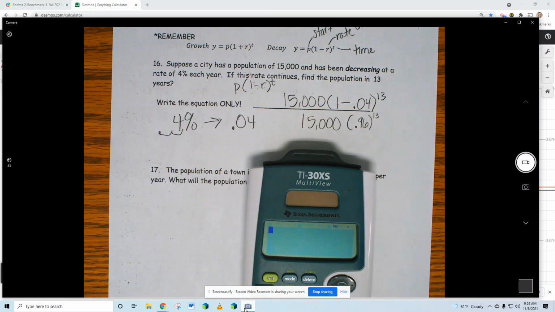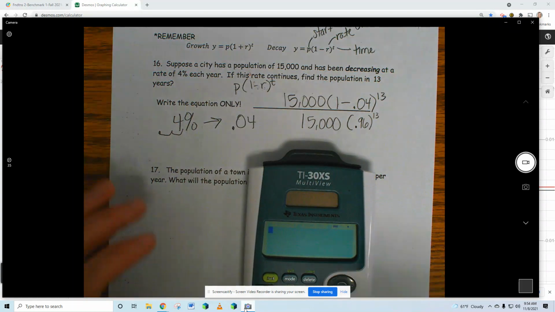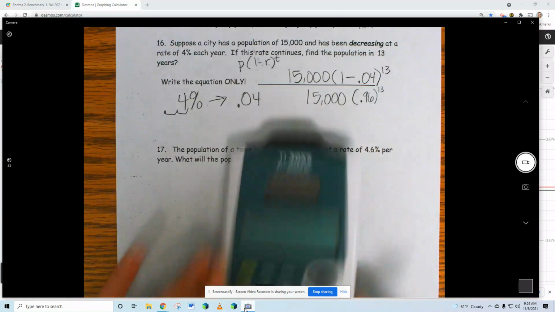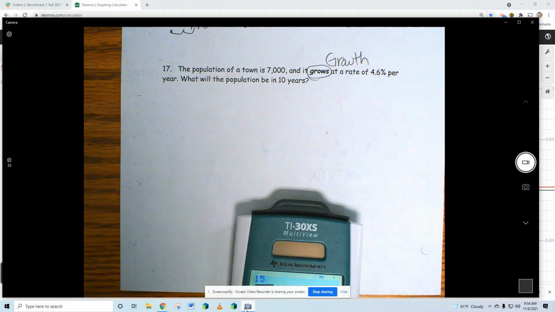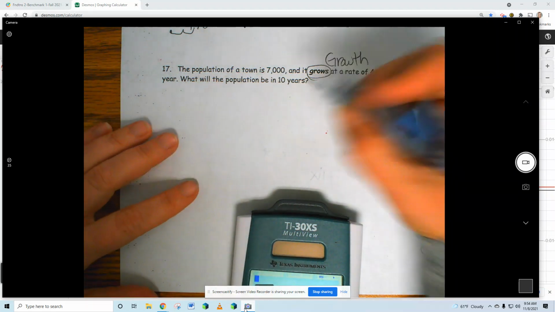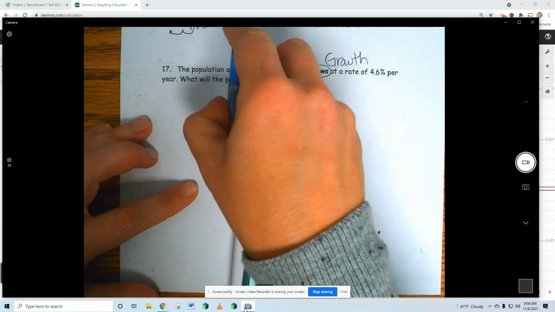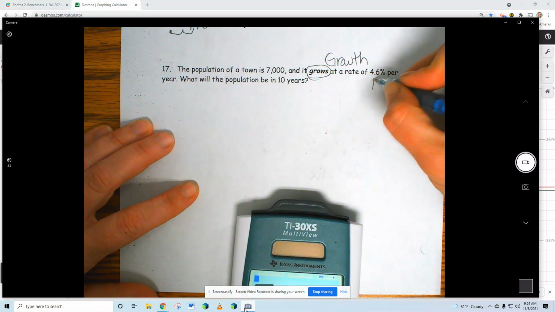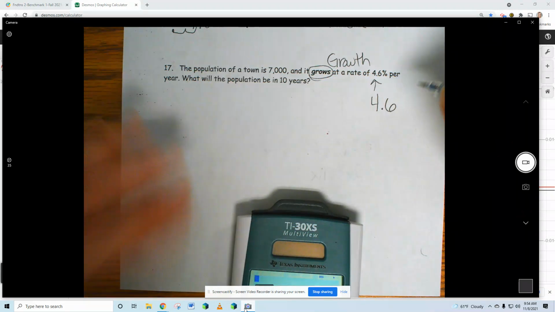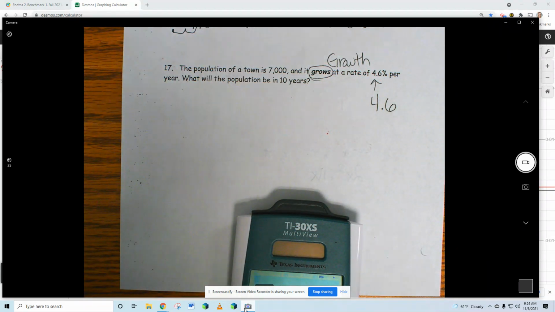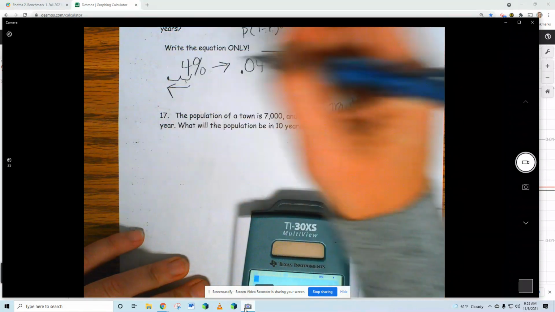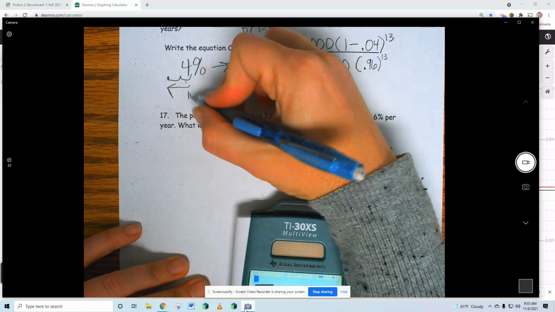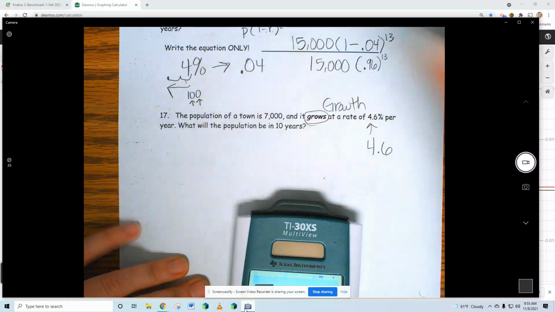Did you guys want to work it out? Because number 17 is the same type. Let's do 17. Growth. Here's the growth. P times the quantity 1 plus the interest rate. 4.6. Ooh, what's 4.6 as a decimal? You're like, it already is a decimal. I know, but how do I change this percentage to a decimal? What did I do here? How many spaces did I move? Two to the left. Why 2? Because 100% has 2 zeros in it. Two to the left.